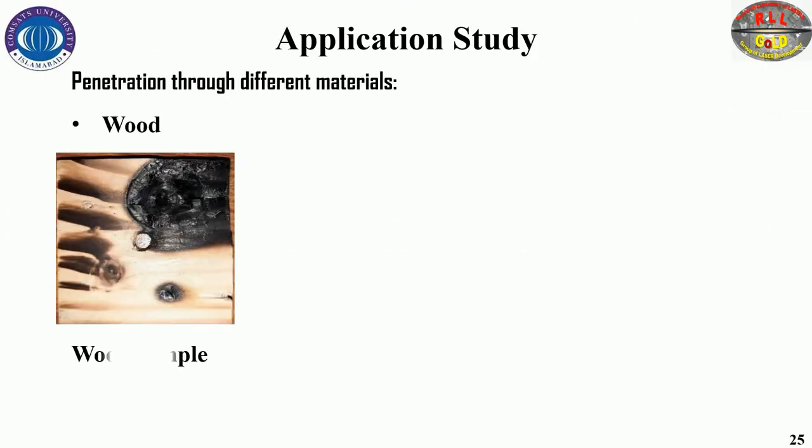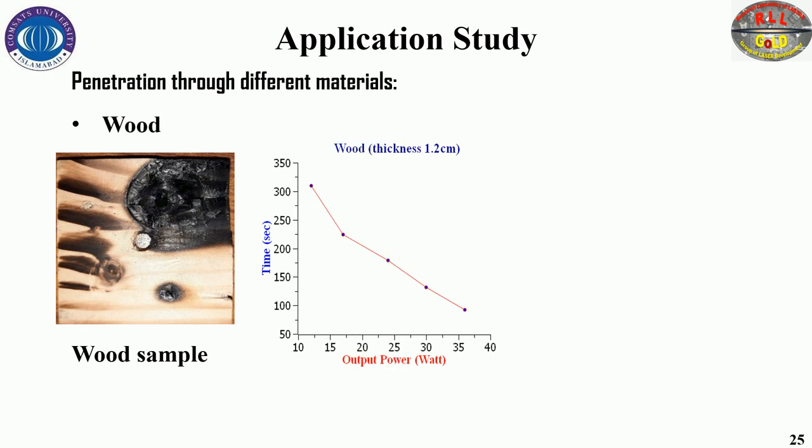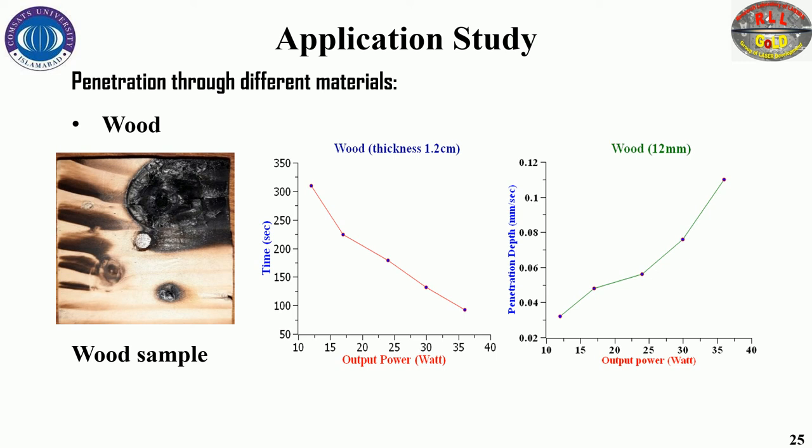Similarly, for wood of thickness 1.2 centimeter, this is the output power and time taken by the beam to penetrate through 1.2 centimeter thick wood. This is the penetration depth rate along with the output power of the beam for the wood of 12 mm. And this shows that at output power of 40 watt, the penetration rate through the wood is 0.11 mm per second.